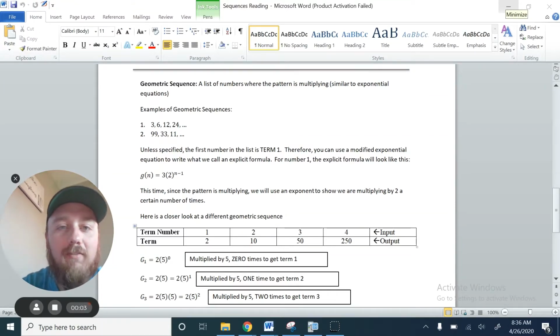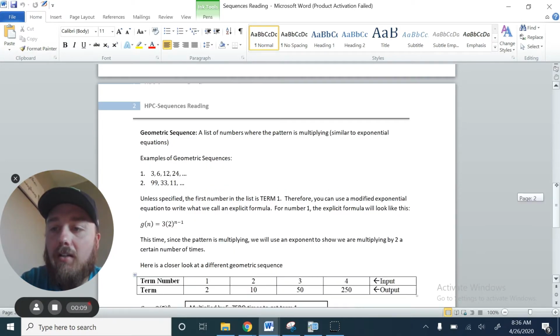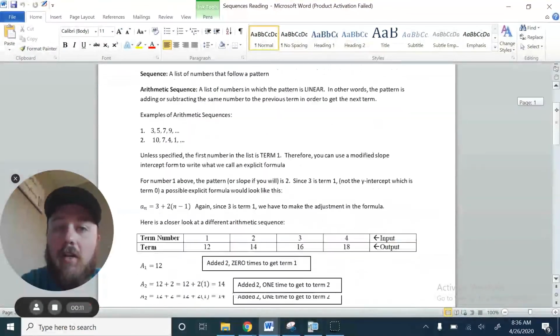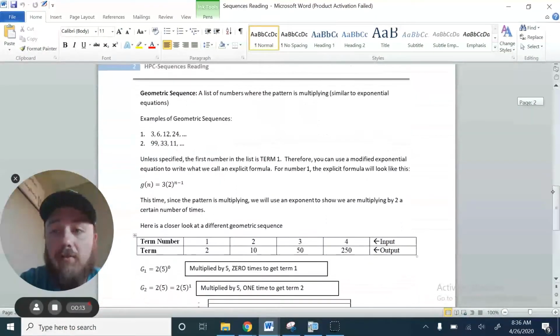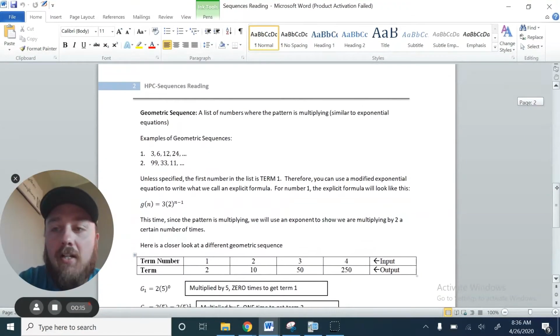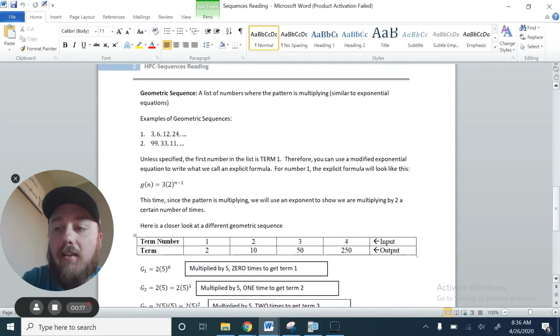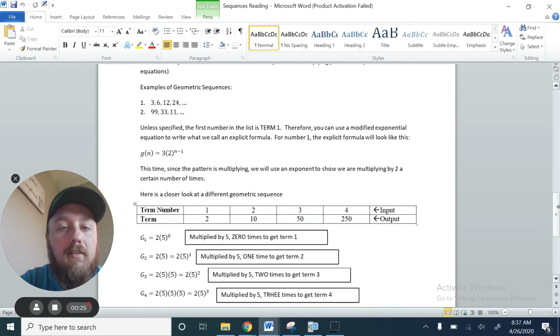This is Mr. Nicholson, and I am going to be talking to you about geometric sequences today. This is part of the reading notes that you could just read on your own, but if you needed kind of a video explanation, here it is. I believe Mrs. Gerber did the arithmetic sequence video, but I thought I'd do the geometric sequence one. So let's get started on this.